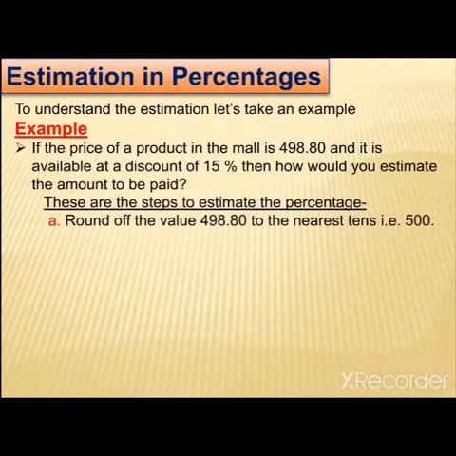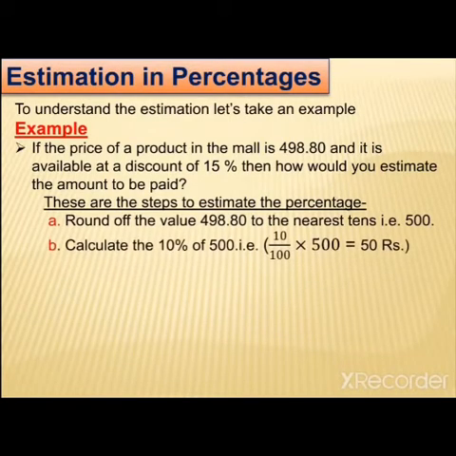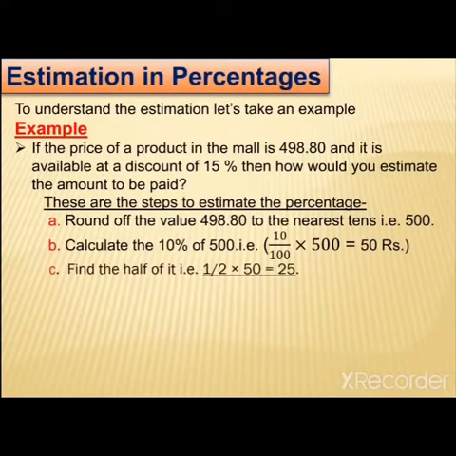First one, round off the value 498.80 to the nearest tens, that is 500. Second one, calculate the 10% of 500, that is 10 divided by 100 multiply 500 equal to 50 rupees. Find the half of it, that is half of 50 equal to 25. Why half? Because here 15% is given. It means 10 plus 5. 10% is 50 and 5% means half of 10%, that is 25.